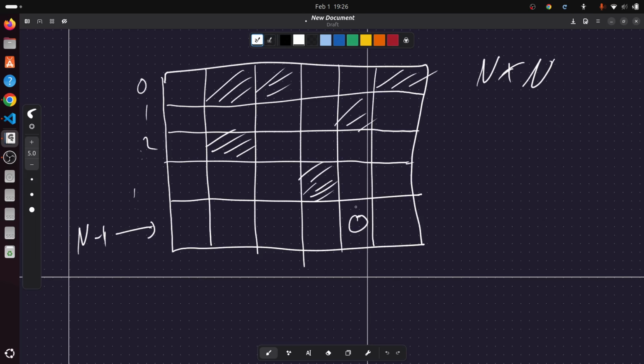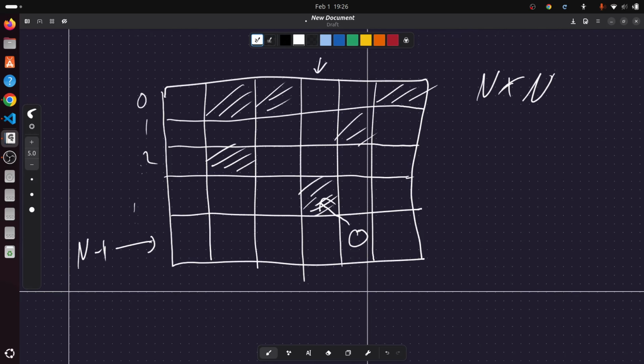Okay, but if there's a wall, then I'll tell you what happens. If the cell is empty, then we can directly move into it, there is no problem. But if there is a wall, then if that wall is the lowest wall in that column, like in this column there are no walls below it, right? So in that case we can break this wall and move into here.